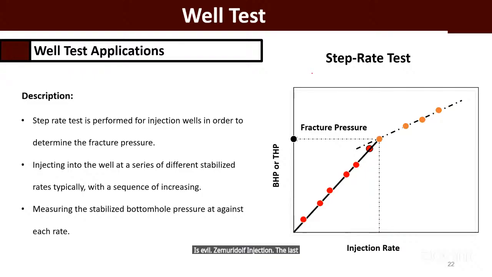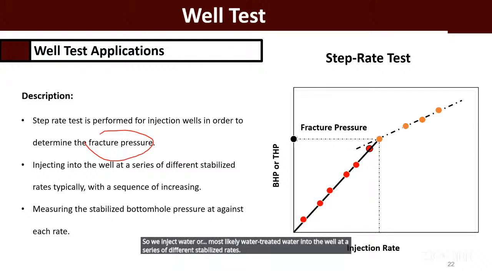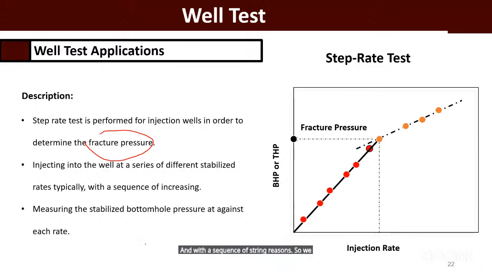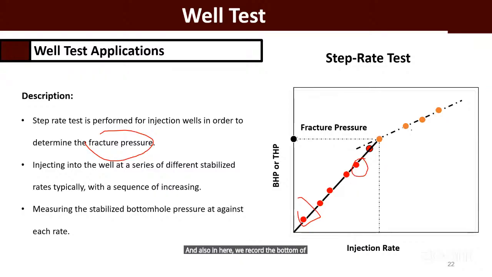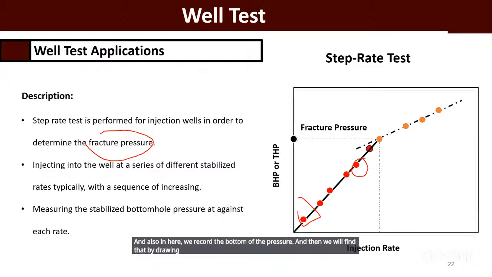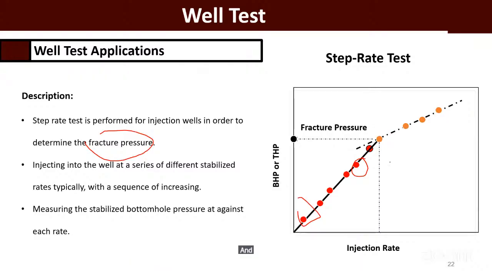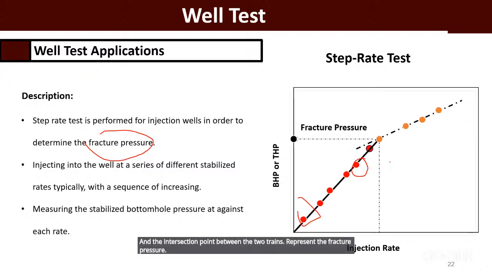The last one is mainly related to gravel pack operations and so on, because we need to identify the fracture pressure. So we inject water, most likely treated water, into the well at a series of different stabilized rates in a sequence of increasing rates. We have an injection rate in here and we record the bottom hole pressure, and also in here we record the bottom hole pressure. Then, by plotting, we will have two different trends, and the intersection point between the two trends represents the fracture pressure of the reservoir.